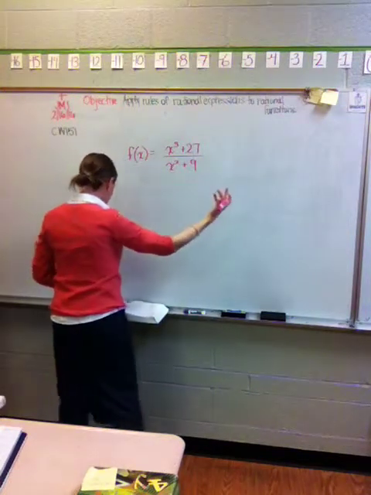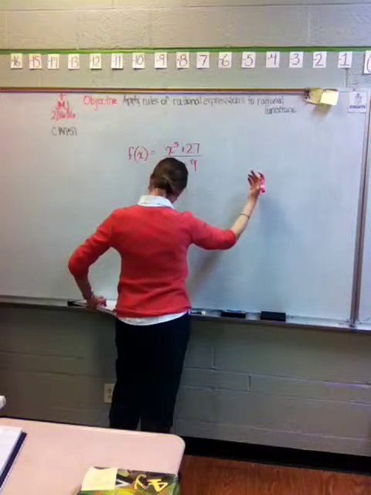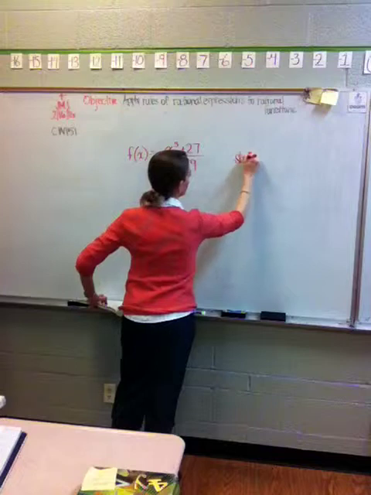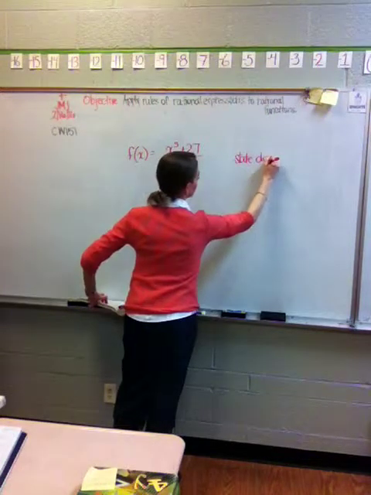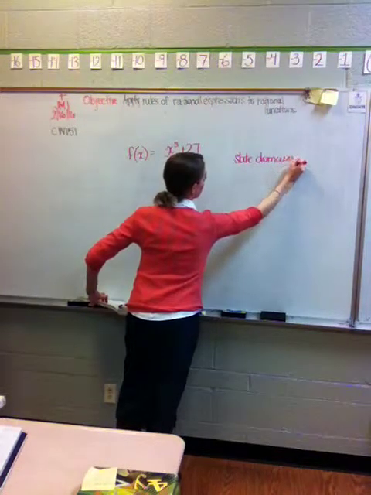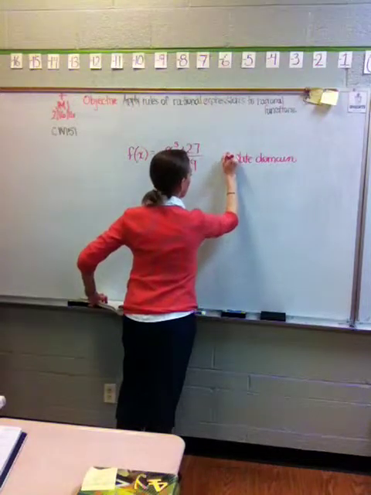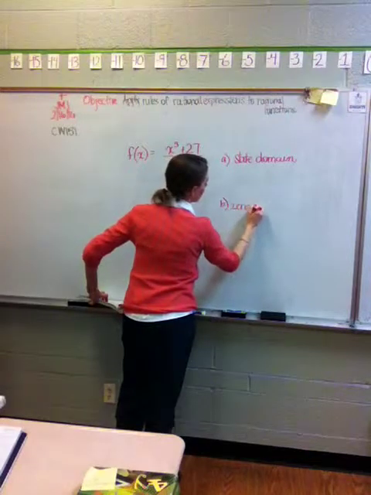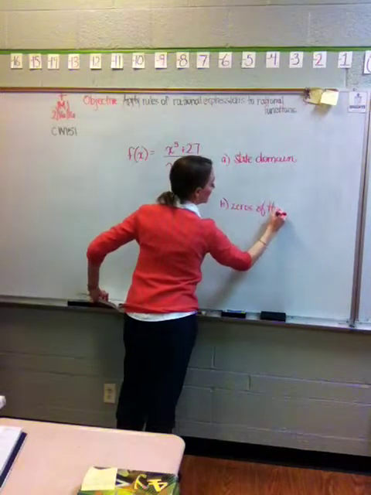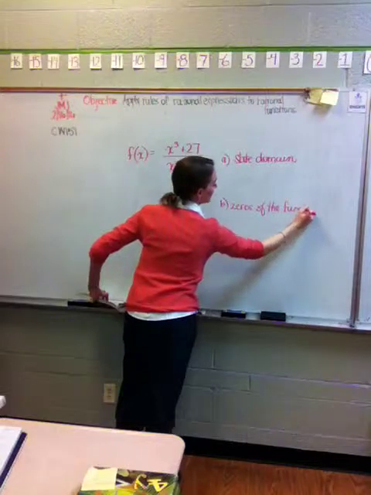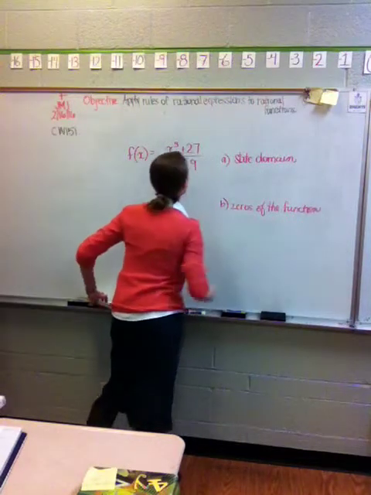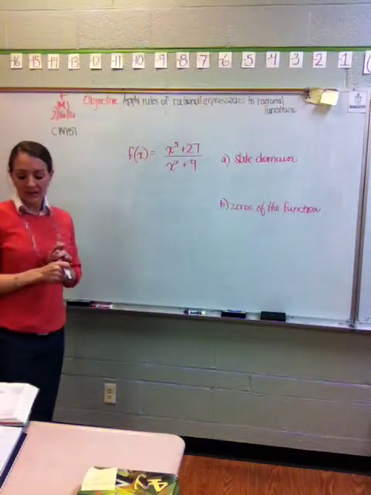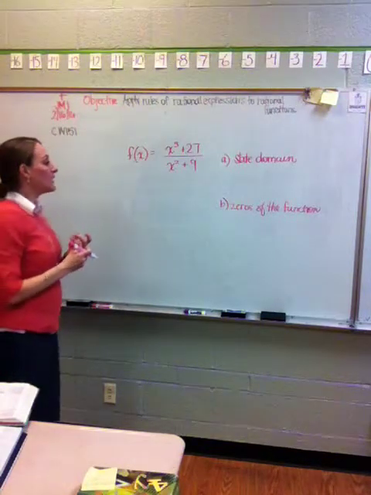Alright, and it's going to ask us to state the domain and all the zeros of f. So this will be A, state the domain, B, the zeros of the function. And remember, that is when the function equals 0. So let's go ahead and think of what is the domain.